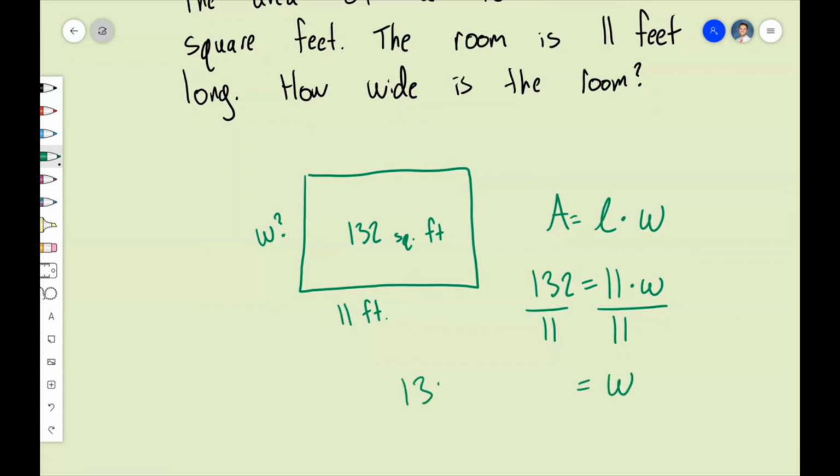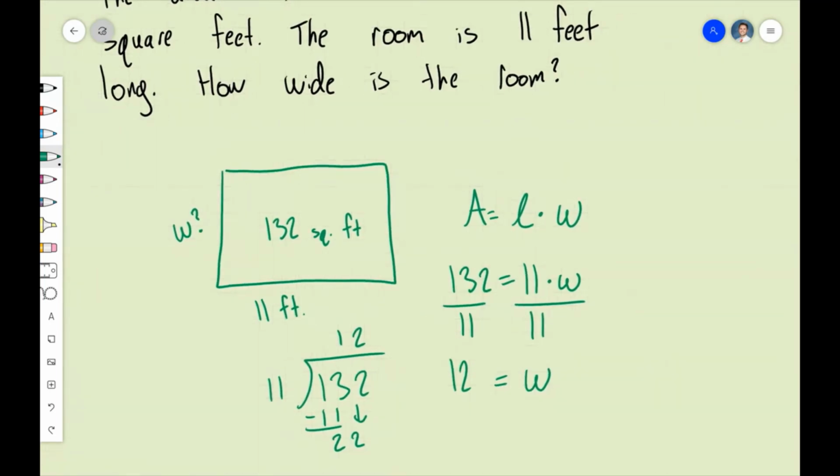So we can do our division. 11 goes into 13 once. 13 minus 11 is 2. And 11 goes into 22 twice. So we would get 12 is equal to w.